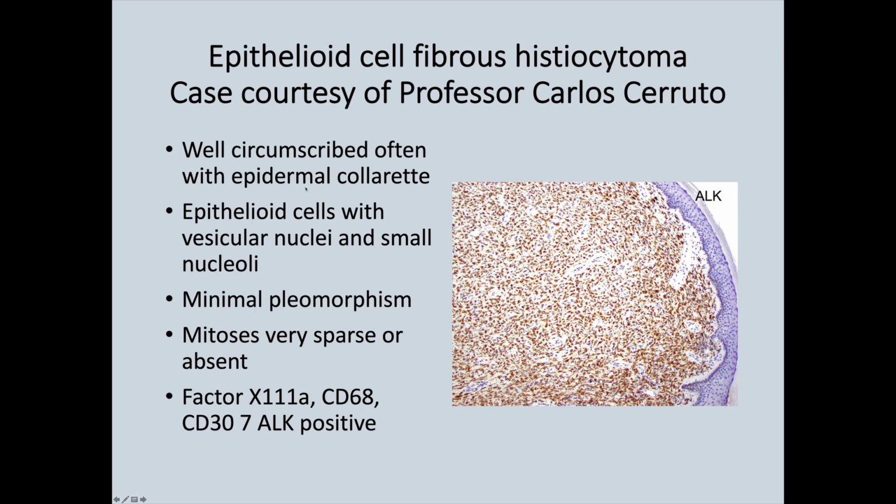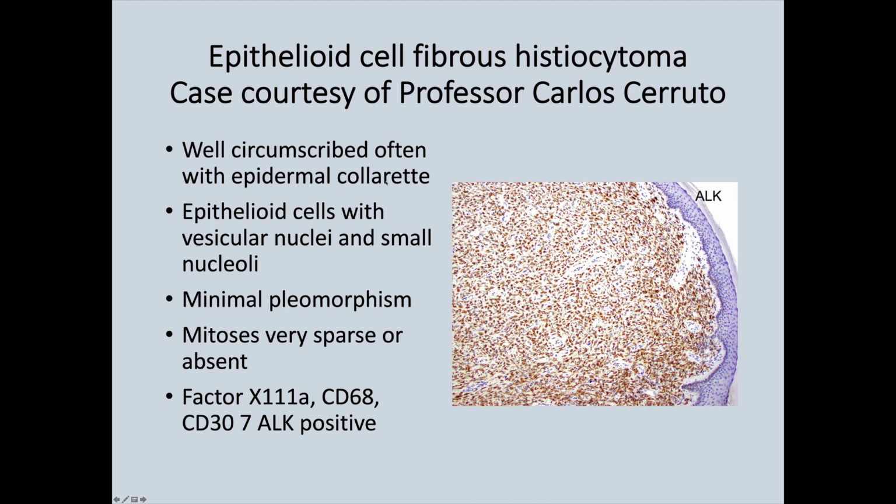So here's a lovely epithelioid cell fibrous histiocytoma, which Carlos very kindly shared on McKee a while ago. And on the right, we have the ALK expression. And it's very nice because not only is it positive, but it shows you the density of the infiltrate. Now, if you compare this with the Desmoplastic Spitz, there is no desmoplasia in the epithelioid cell fibrous histiocytoma. It's just millions of epithelioid cells.